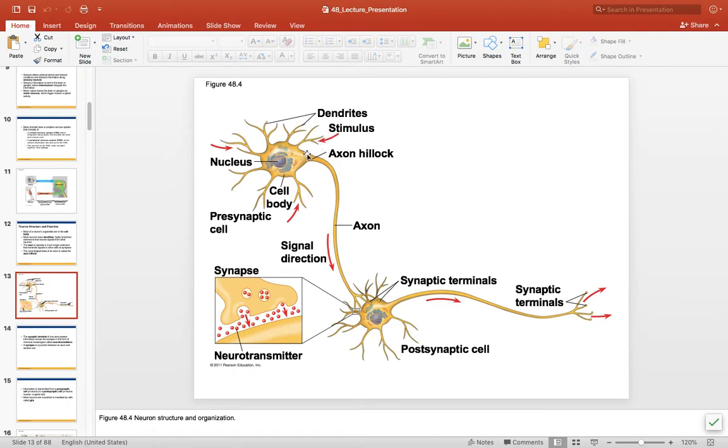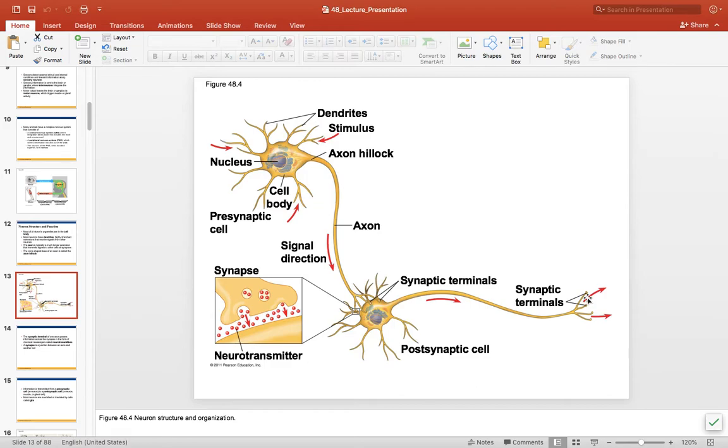The axon hillock attaches the body to the axon, which is where the information is going to travel, down the axon, and then eventually through what's called synaptic terminals, that information can get transferred to another neuron cell and continue the message.